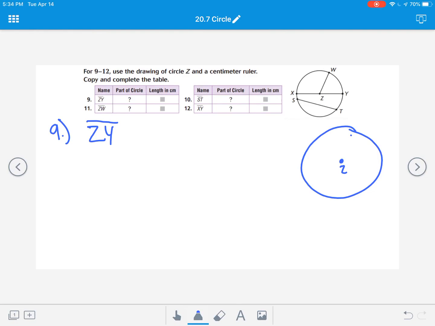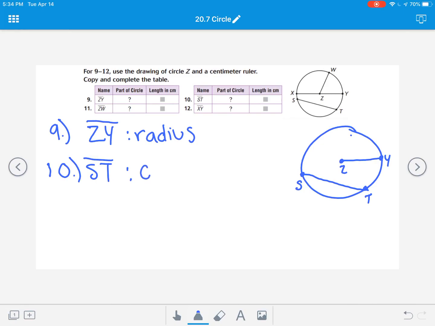Let's do what it's asking first, which is ZY, which is on the outside of the circle. So that part coming from the center to the outer edge of the circle is called the radius. So number 9, the answer is radius. Number 10 is line segment ST. So looking at the circle, that's here, ST. Coming across, both endpoints are on the edge of the circle. It's not going through the middle though, so that is just called a chord.